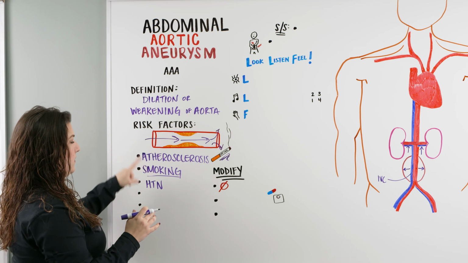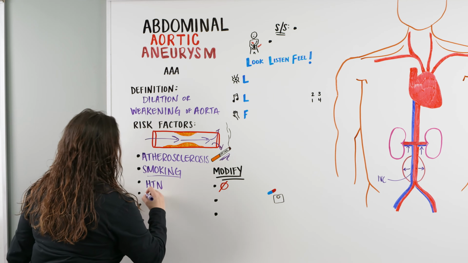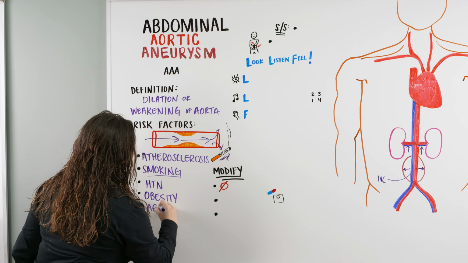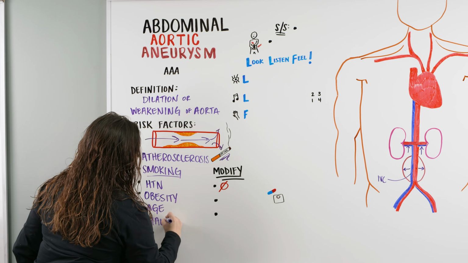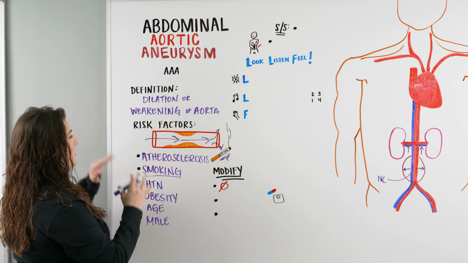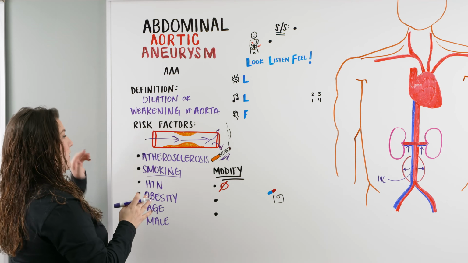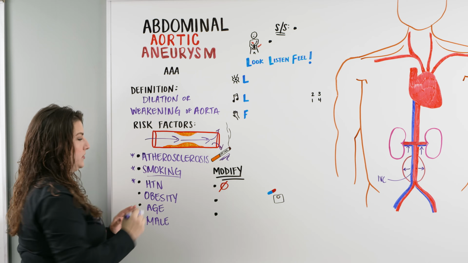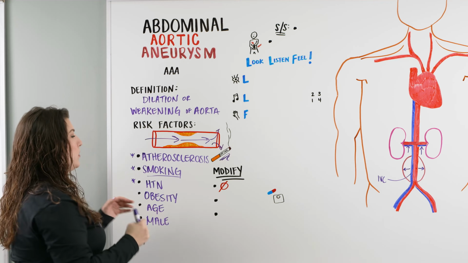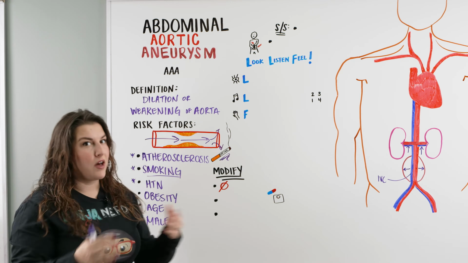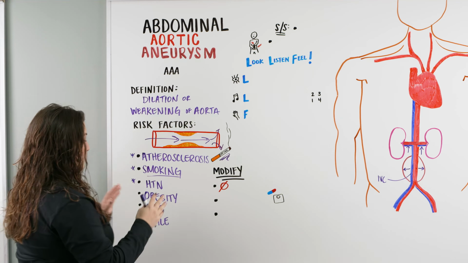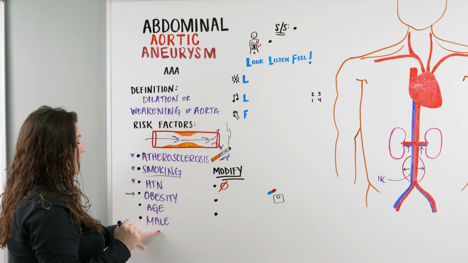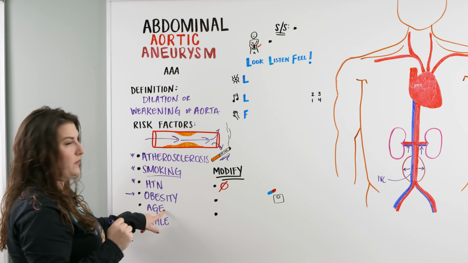What are other risk factors that can also contribute to this? One of those can be obesity, our age, and being male. So these are risk factors that can increase the chance of having an AAA, particularly smoking, atherosclerosis, and uncontrolled hypertension. Because of that, we want to be talking to our patients and we want to maybe modify these risk factors. One of the other ones that we can modify as well is obesity, but we can't really modify that we were born male, and we can't modify how old we are.